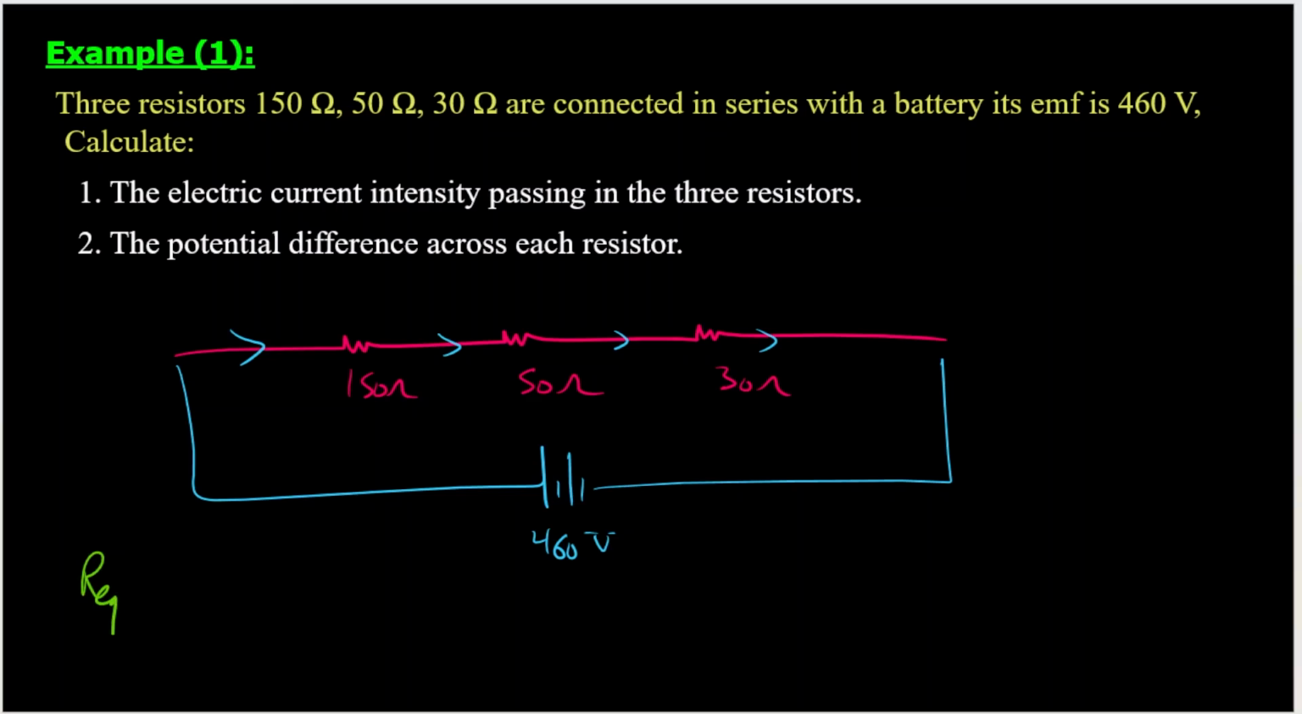First of all, we need to calculate the total resistance. Total resistance is equal to the summation of the resistors because they are connected in series. So it will be 150 plus 50, it's 200, plus 30, it's 230 ohm.